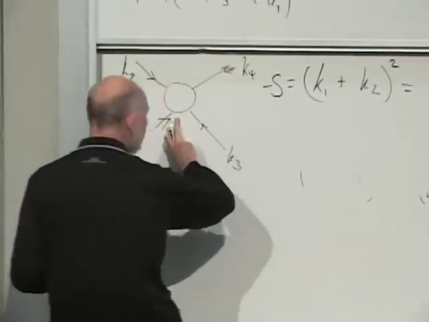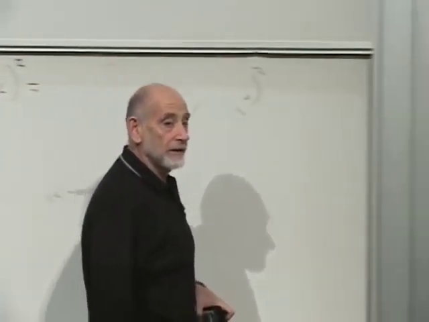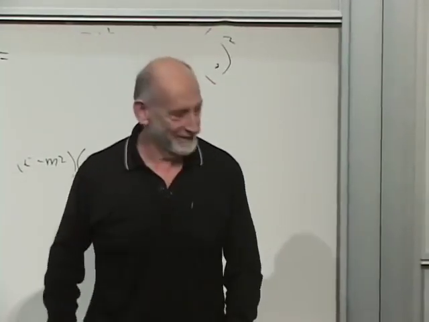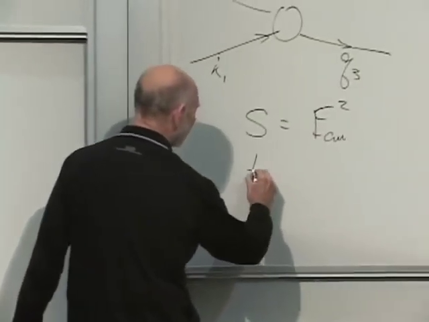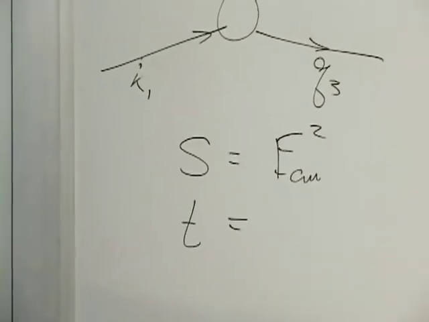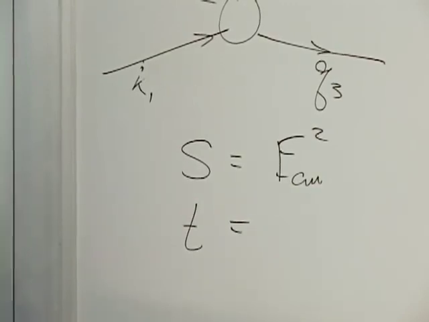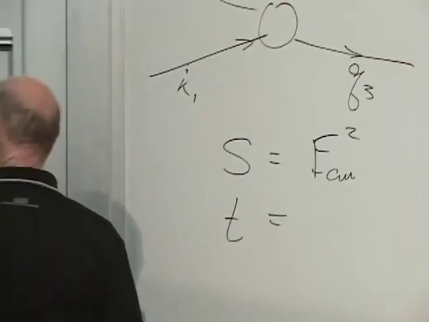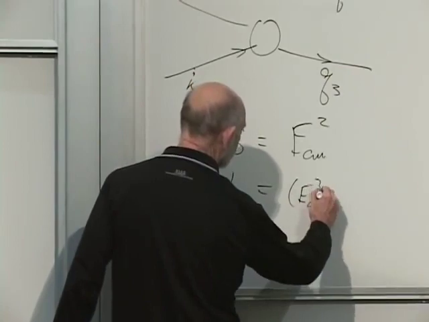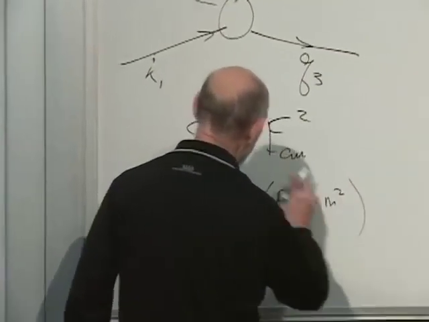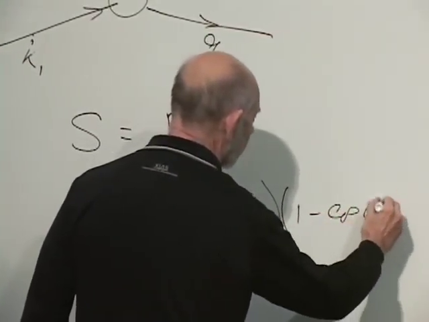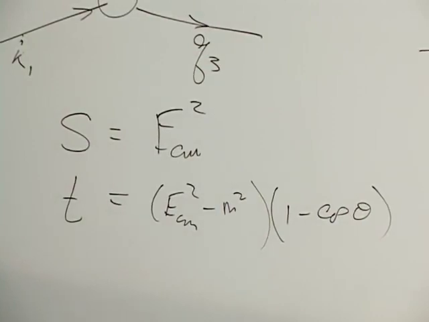K1 plus K3 squared, that's called, anybody think up a name for it? T. T, good, T. It is called T. I knew you were going to get that. And that is some combination of the energy and the momentum transfer. It's the center of mass energy squared minus the mass squared, big deal, we already know what the center of mass energy is, times 1 minus cosine of the angle of scattering.